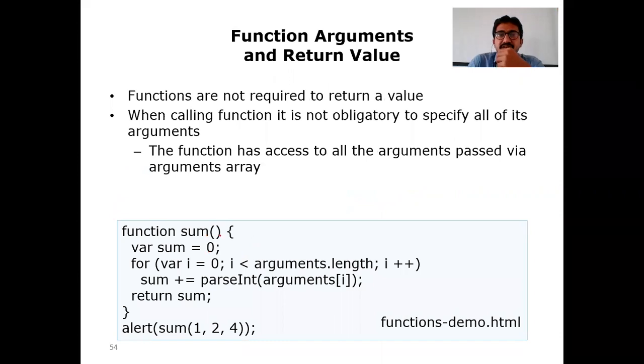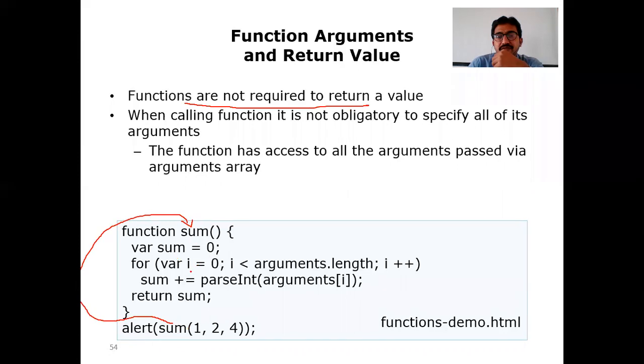And function arguments and return values. Functions are not required to return a value. It is not mandatory that every function has to return something. When calling a function, it is not obligatory to specify all its arguments. The function can access all the arguments passed via the arguments array. The meaning here, directly in this example, alert of sum of 1, 2, 4, that is what we are calling. So automatically it calls this function here.